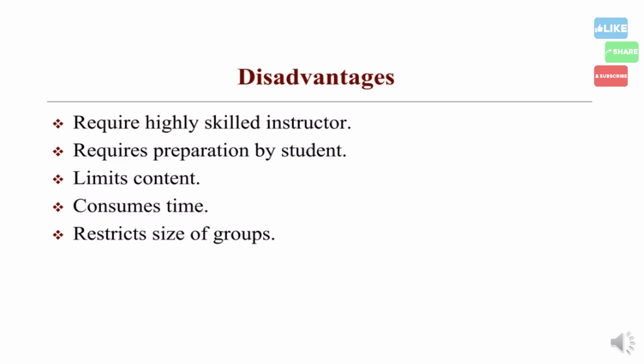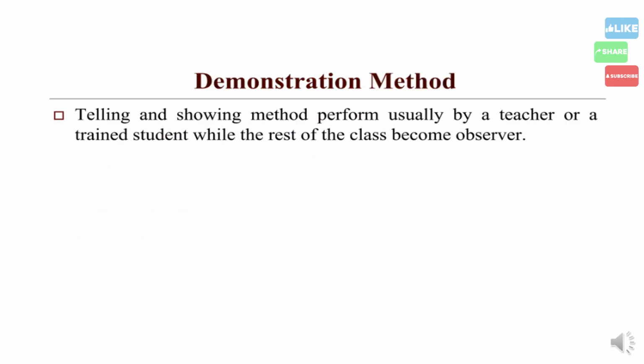The fourth one is that it results in more permanent learning because of the high degree of student participation. But they have disadvantages as well, like requiring a highly skilled instructor, requiring preparation by students, limiting content, consuming time, and restricting the size of the group. Now, the next point is the demonstration method, in which telling and showing is performed usually by the teacher or a trained student, while the rest of the class become observers. We can say the presentation.